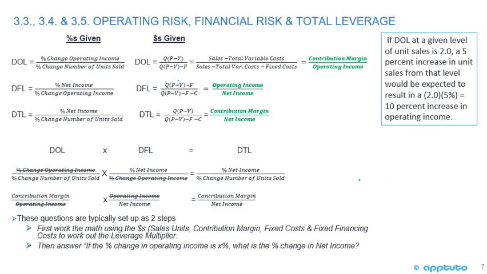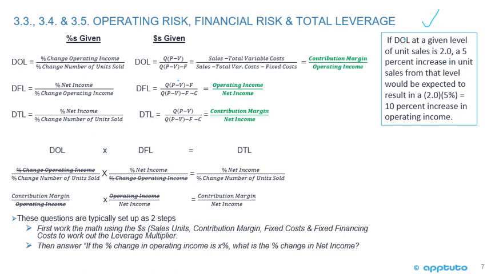Operating risk, financial risk, and total leverage. If the degree of operating leverage at a given level of unit sales is 2, a 5% increase in unit sales from that level would be expected to result in a 2 times 5% equals 10% increase in operating income.